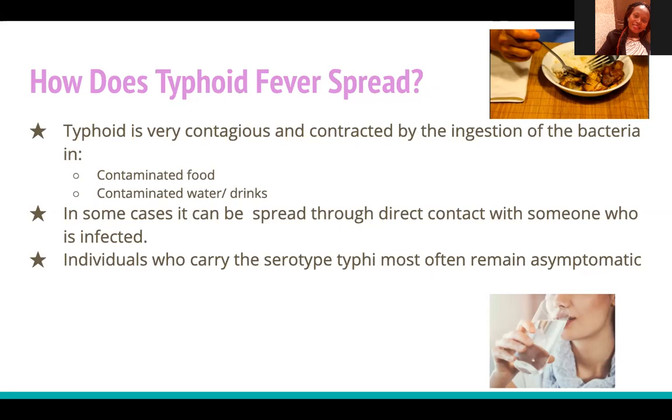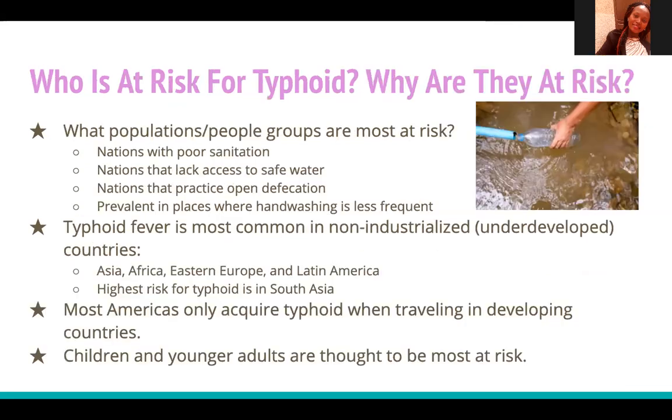In most cases, the patient with serotype typhi remains asymptomatic. So I guess just like most of the diseases that we've had, and also COVID-19, the patient might seem healthy, but they can still spread the disease. The next. Okay.